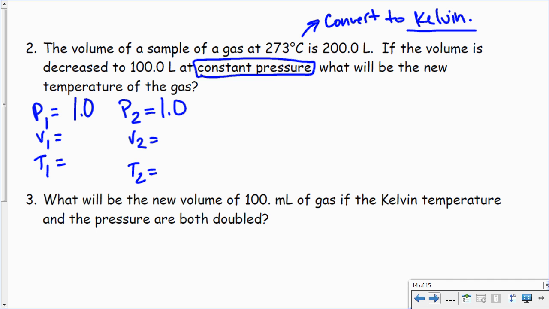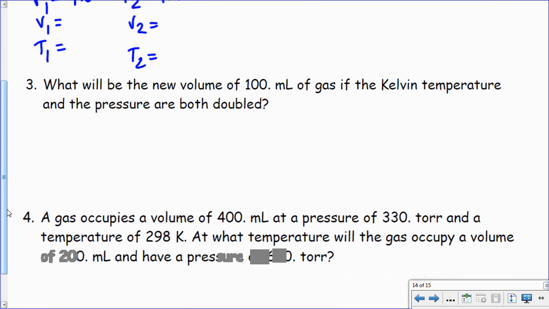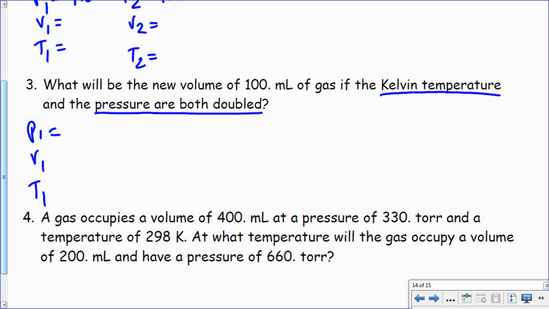Using pressure set at a constant value, find out what the new temperature of the gas is going to be. Next, a new volume of 100 mL of gas, if the Kelvin temperature and the pressure are both doubled. Notice it doesn't tell you what those values are, so you can just pick any number and then double it in P2. So P1, V1, T1, P2, V2, T2. Just make sure that you double the temperature and the pressure from condition 1 to condition 2 when you solve for that particular problem.